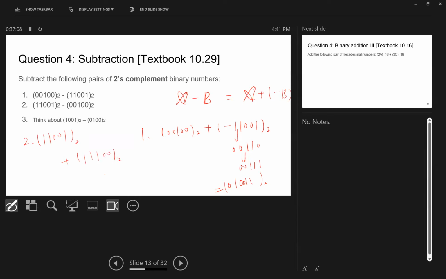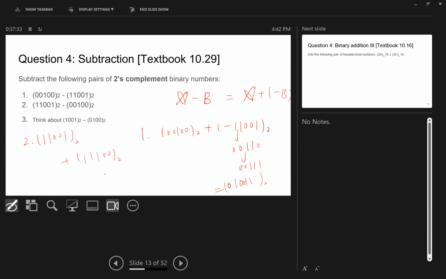Right? So first we'll flip the bits. And the result of the flip should be, oh, I don't know the number. Actually, the result of it should be 1, 1, 0, 1, 1. And then we just plus 1. And the result should be 1, 1, 1, 0, 0. And we just do addition for these two numbers.